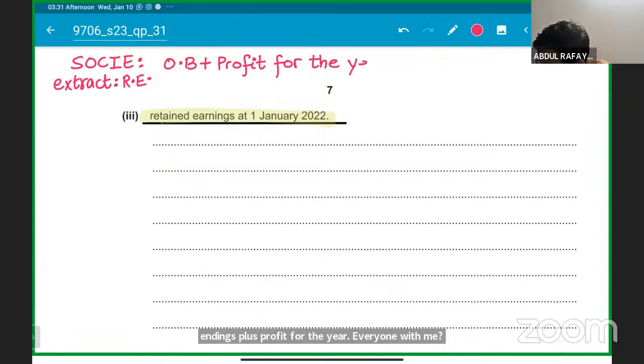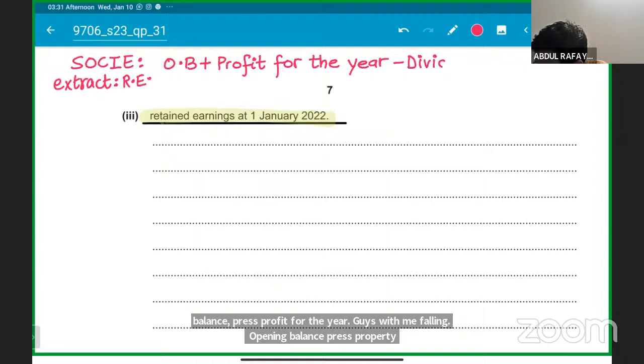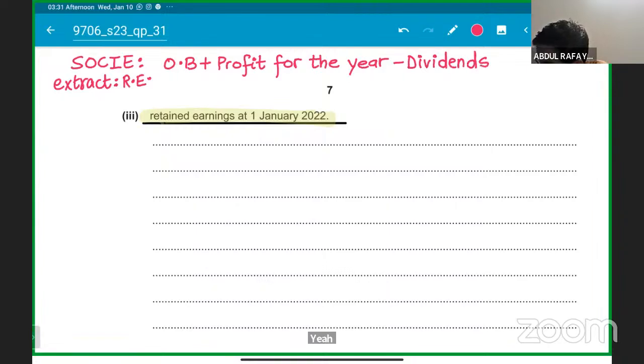Guys, with me following? Opening balance plus profit for the year minus the dividends that are paid during the year. It will give you the closing balance of the retained earnings. I'll repeat my point. This is all you have to do in this case. It's very simple. For 6 marks, this is what you have to do. Students already know. Students should know this.